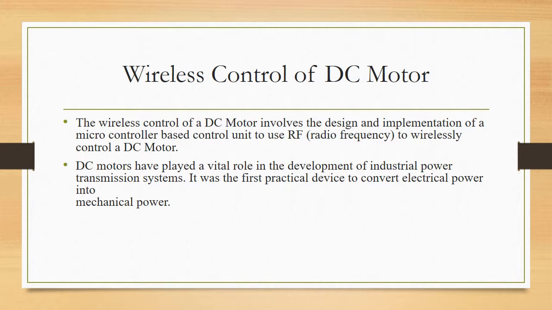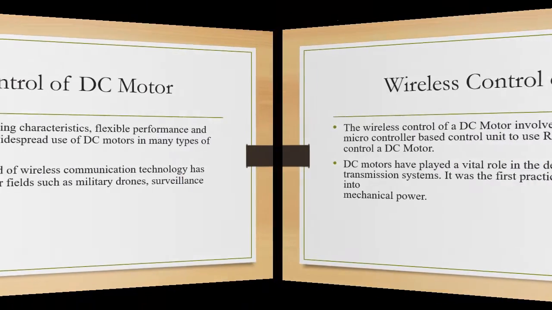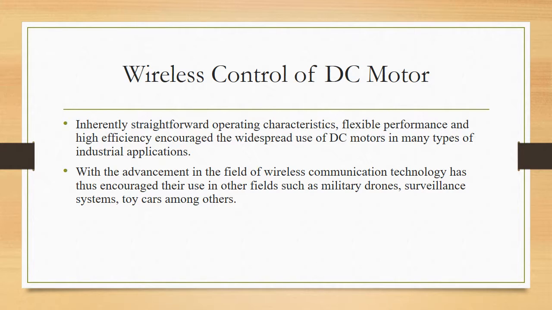DC motors have also played a vital role in the development of industrial power transmission systems. It was the first practical device to convert electrical power to mechanical. It's widely used because of its straightforward operation characteristics and flexible performance. Also, it has been used in other fields such as military drones, surveillance systems, and toy cars.